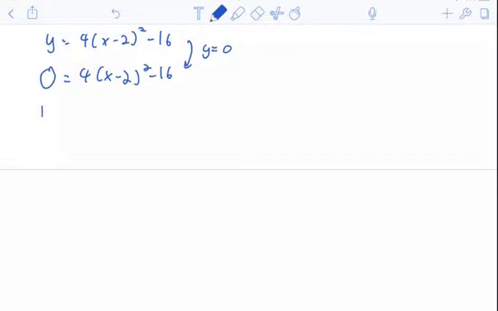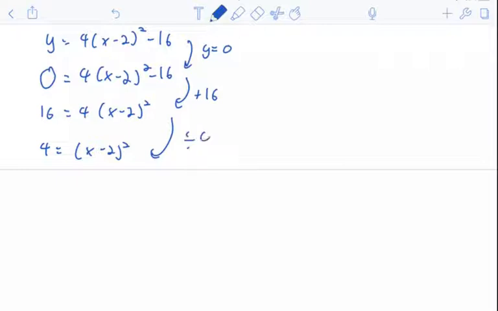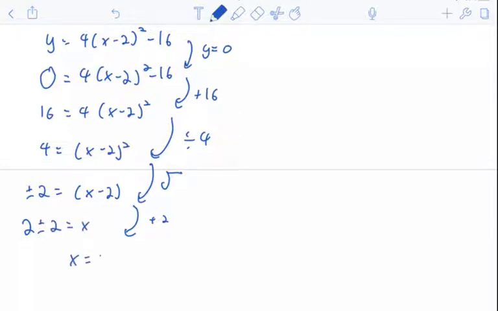Add 16 to both sides. Divide both sides by 4. Take the square root of both sides. So it's 2 is equal to x minus 2, plus or minus. And then isolate x. So I'm going to add 2 to both sides. 2 plus or minus 2 is equal to x. So x can be 2 plus 2, or it can be 2 minus 2. So it can be 4, or it can be 0.